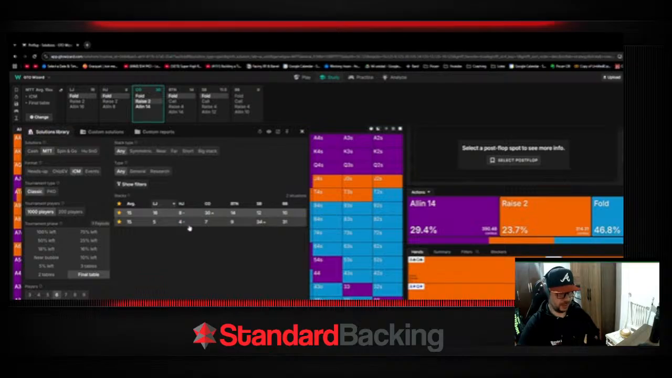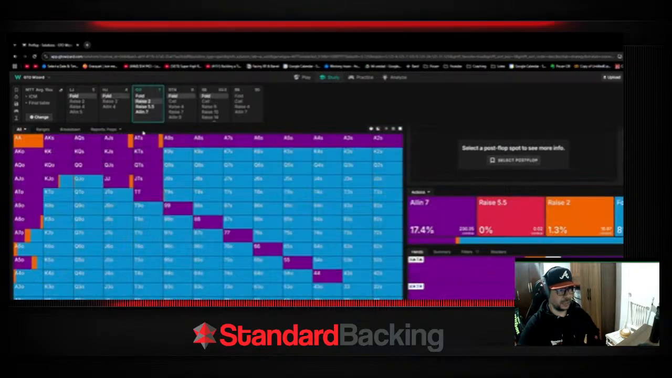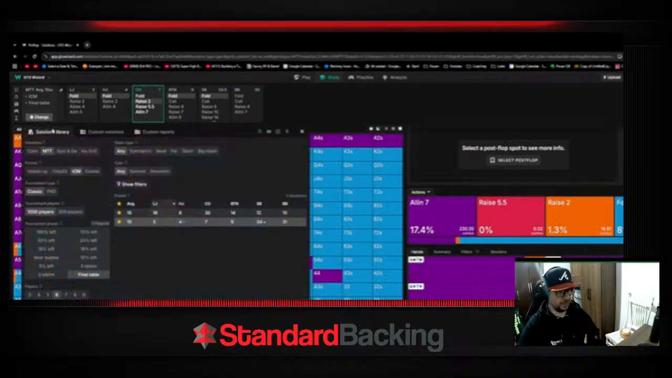Here, for example, this is quite funky. This is a scenario I picked. Let's see it again, because it's 5, 4, 7, 9. Chip leader, second in chips. So the idea here is how much is the small blind shoving? Is the small blind shoving a lot? Does the small blind shove anything?